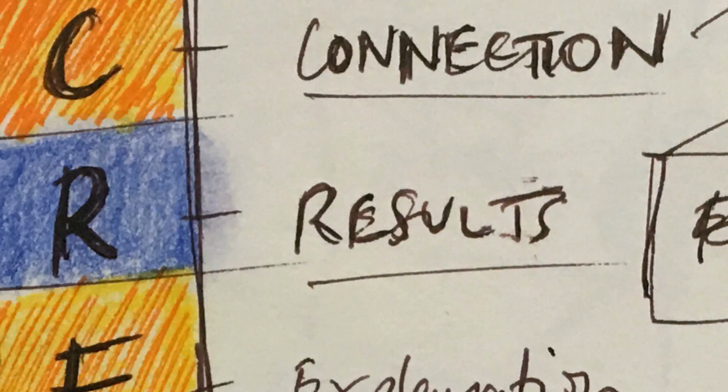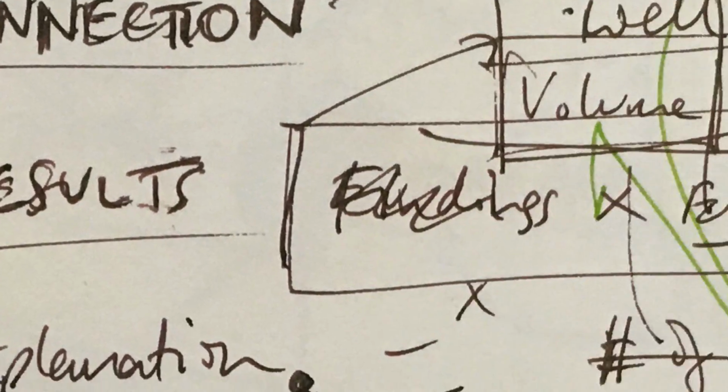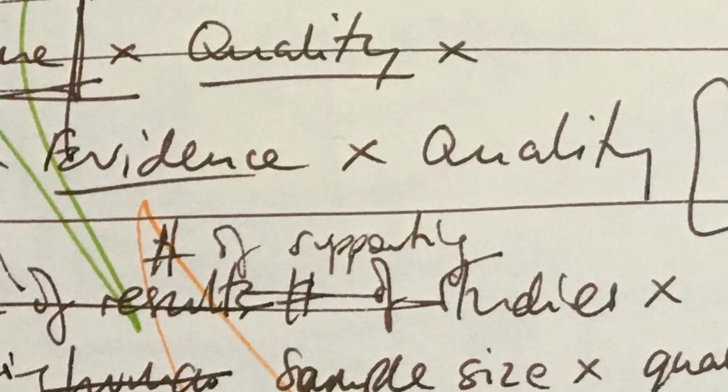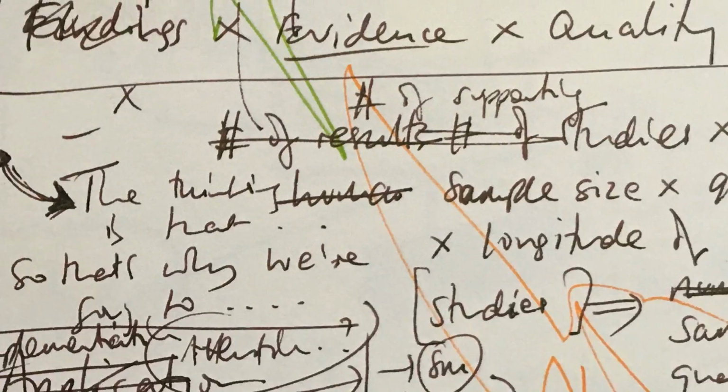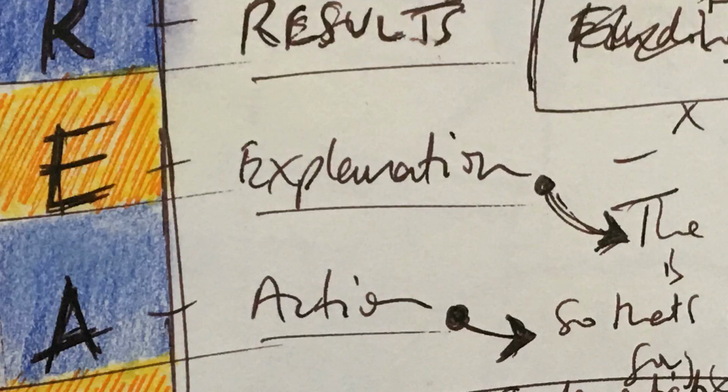Okay, results. The R is results, and this is quite interesting. This is the evidence and the quality of the evidence. This is really important: the sample size, the quality of the institution, a bunch of typical indices or metrics, the longitude of the study and the quality of the method, all that sort of stuff. And it'd be nice to be able to score those and build a huge body of evidence about all the different research studies behind choosing a particular focus point.